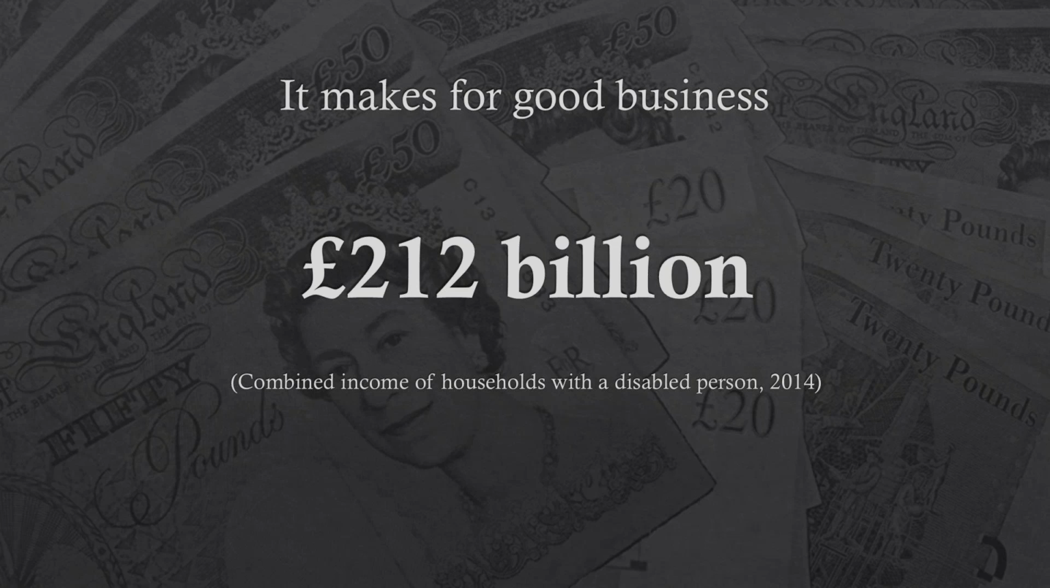Now, I've got the figure there of 212 billion. That is the combined income in 2014 of households with a disabled person. That is a lot of money, and if you're able to tap into that market, they call it the purple pound, the disabled spending power in the UK, that is a lot of money. When you're making a website more accessible and usable for people with disabilities, it makes it easier for everybody, for some of the reasons we've already looked at.